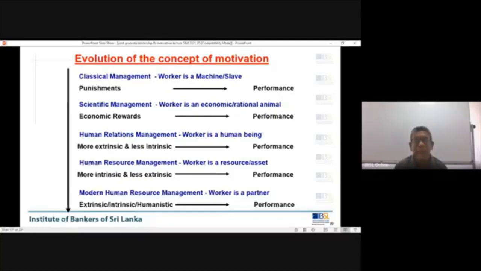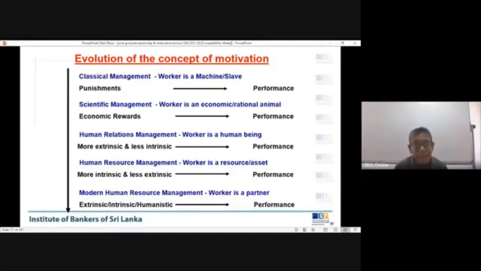Then a little bit of improvement. We consider the worker as an economic element, a rational element, under scientific management. If you reward economically, we discussed that performance increases, and that was developed by Frederick Winslow Taylor, who said economic rewards. That is why I call them piece rates, things like that.